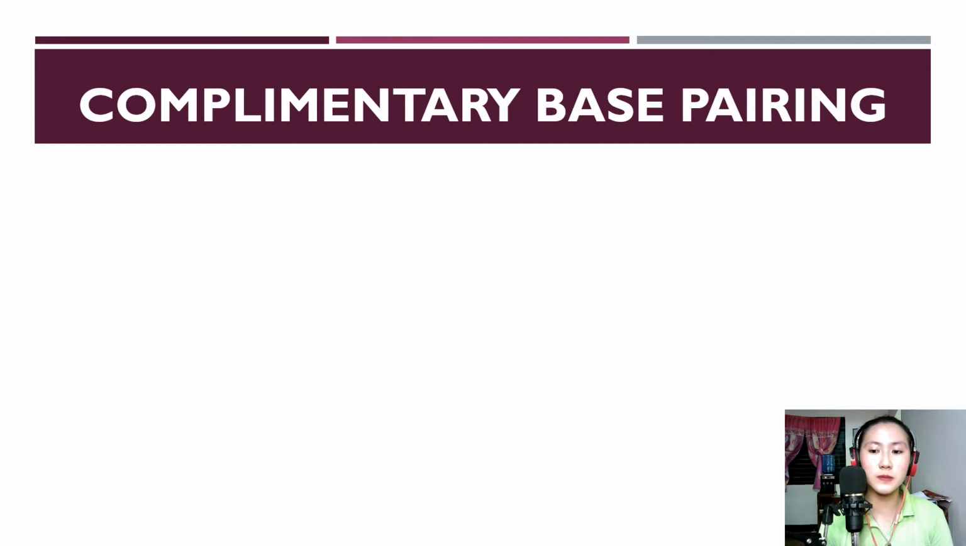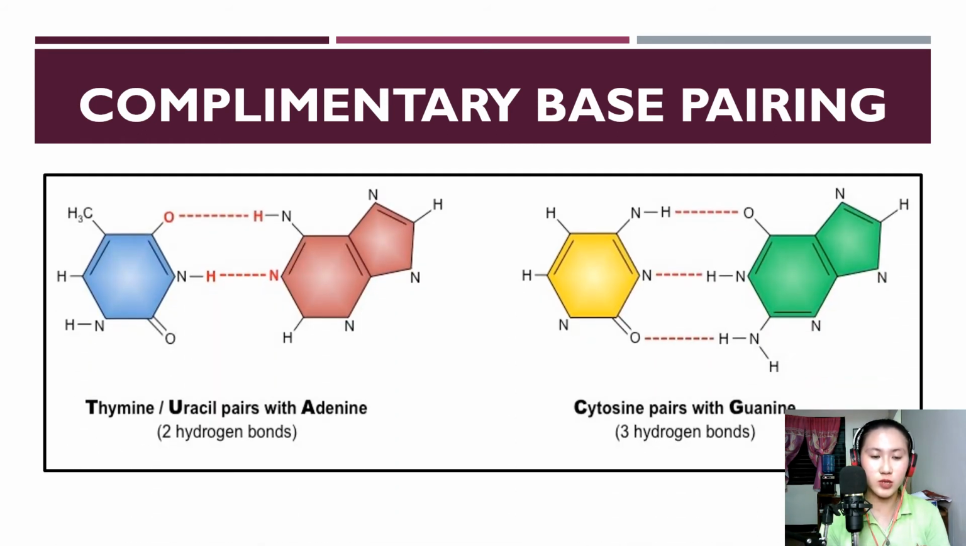So those two types of ring-like structures, the purines and pyrimidines, are paired together. So complementary pairing is as follows. So first we have thymine or uracil paired with adenine. Okay? So we will be using thymine if it is DNA, and uracil if it is in RNA. Cytosine naman is paired with guanine. Okay, so that is the complementary base pairing.